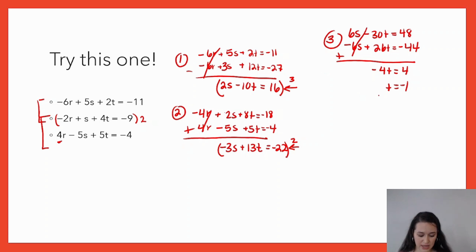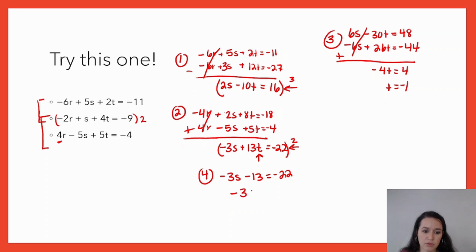All right, I'm going to take that -1 and I'm going to plug that back into either one. I'll plug it into this one, which is right here. There's t. So then we can call this step 4. So -3s plus 13 times -1, because I plug in a -1, I get -13 equals -22. So -3s is going to equal -9, so s equals 3.